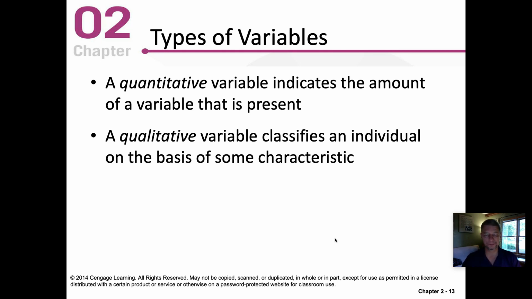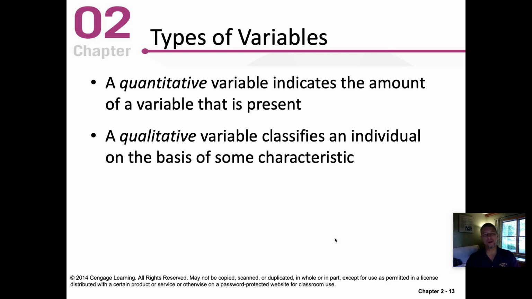So those are variables. Now, variables are broken up into two major categories. The first, on the top of this page anyway, is a quantitative variable. This is one that indicates the amount of a variable that's present. It's numerical. You're counting how many points somebody scores. You're counting the number of whatever it happens to be. And so the word quantitative really refers to the numbers associated with a measurement.